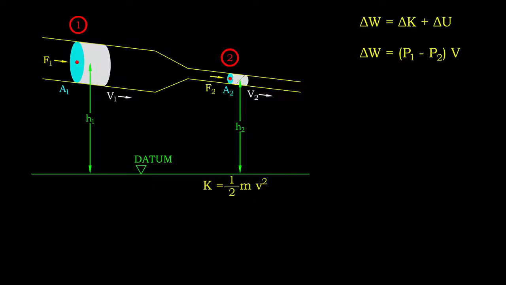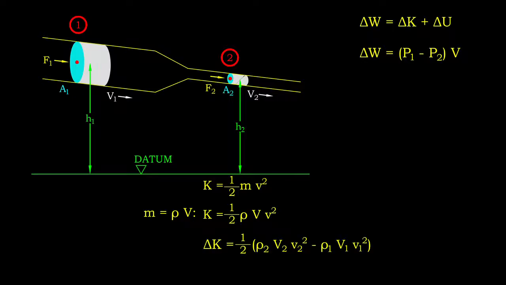By the principle of conservation of energy, the change in work done must be balanced by the change in kinetic and potential energy. The kinetic energy, K, is half the product of mass m and square of velocity v. The change in kinetic energy is the difference between the kinetic energy at point 2 and 1.